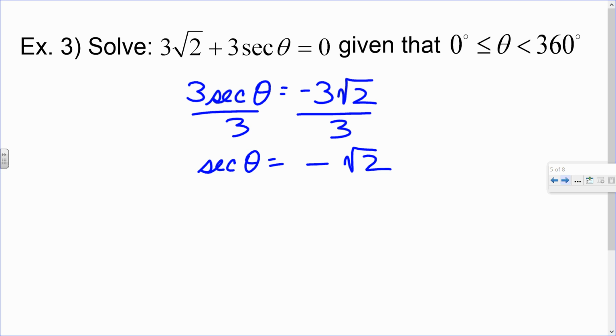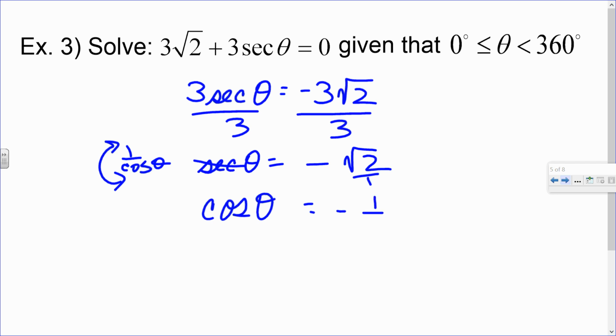Secant is related to which function? Cosine. So secant and cosine are reciprocals. So if I take the reciprocals of both sides, I have the cosine. So secant is 1 over the cosine, and if I flip that, I have just cosine. If I flip this one, I have negative 1 over root 2. And I haven't learned my unit circle that way, so I'm going to rationalize that denominator. And I need negative root 2 over 2.